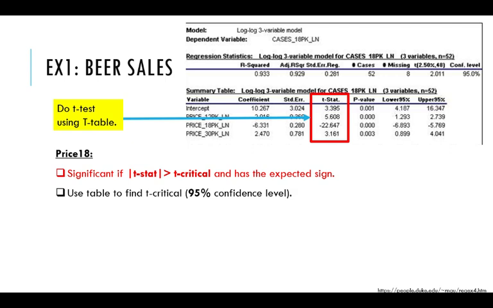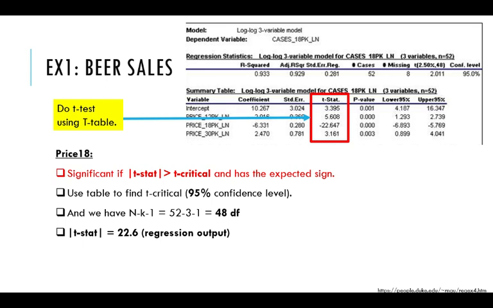So we need to find the t-critical from our t-table. Let's assume 95% confidence. Remember what that means. That means we only want a 5% chance of making a type 1 error, where we reject the null when it's actually true. We need to calculate our degrees of freedom, and for regression, our degrees of freedom is n minus k minus 1. N is number of observations, minus k, our explanatory variables, not including our dependent variable, but just our explanatory variables. We have 52 minus 3 minus 1. So we have 48 degrees of freedom.